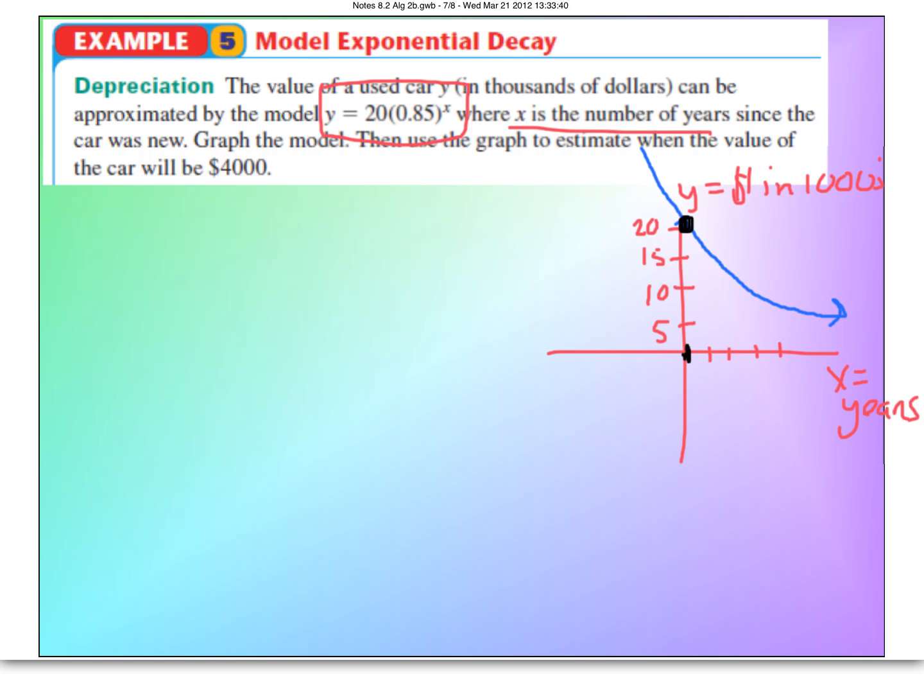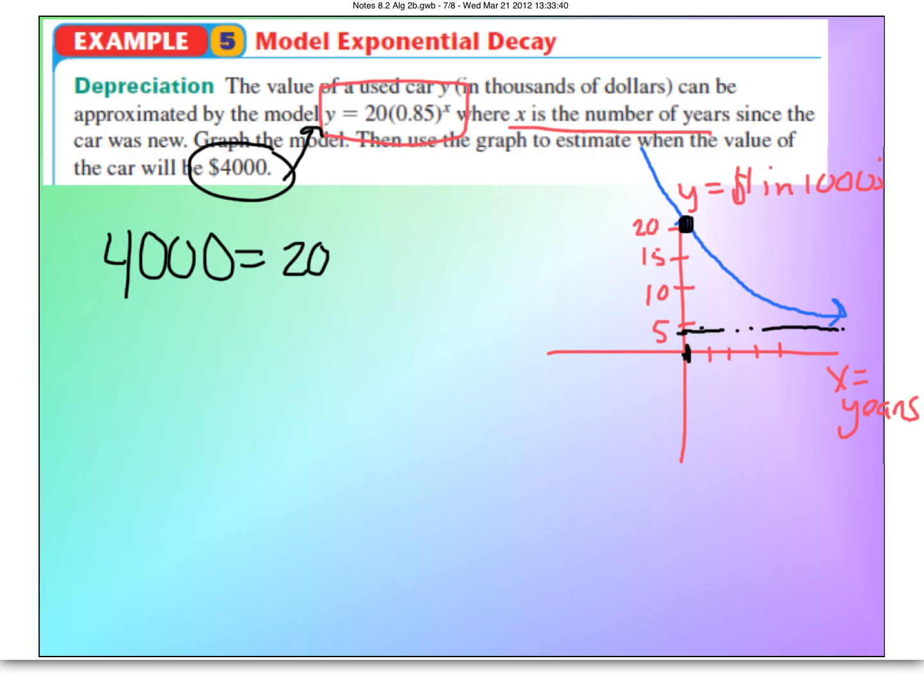The question is, when will the car be worth 4,000? So in this case, the $4,000 stands for the y. So you can go to the y-axis and look for $4,000, and then you would naturally cut over and see where it crosses on the actual graph. Now it's going to be a little hard to see on this, so the easier way to do this is let's just put 4,000 in for y.